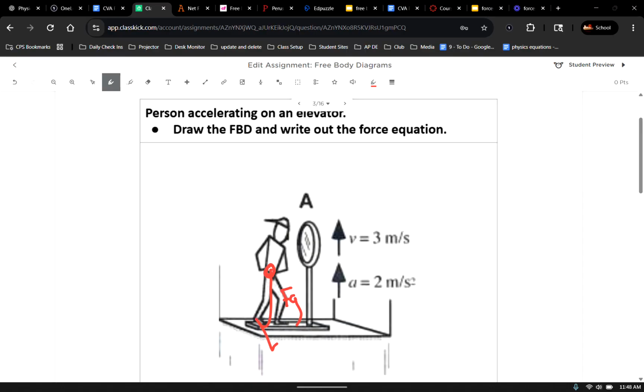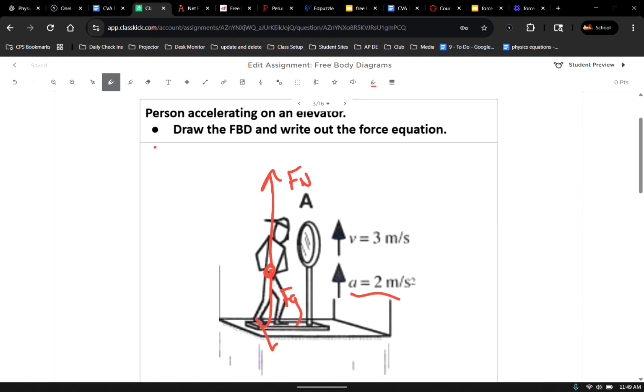Typically, if there's not enough wording in the setup, then we have to look at the picture. So this one says person accelerating on an elevator, and this is showing us that it's upward. To be accelerating, the force from the elevator has to be bigger than gravity, or you would not be accelerating upwards. Anytime you're touching a surface, we call that a normal force, and that's Fn.